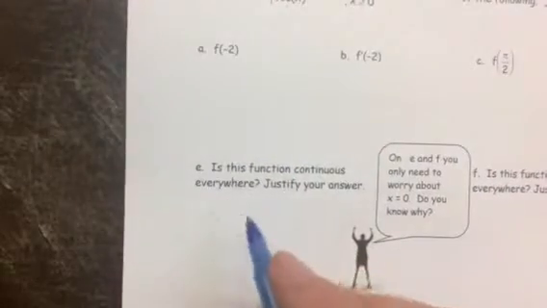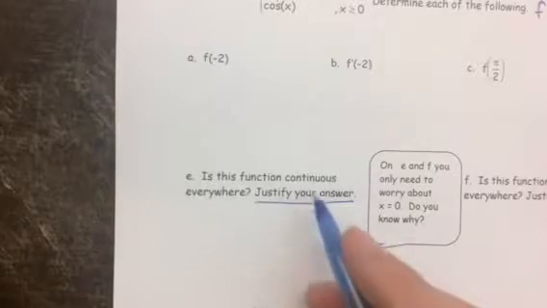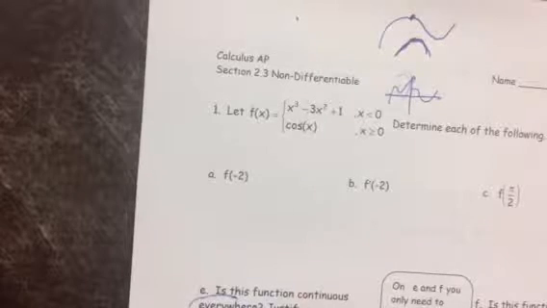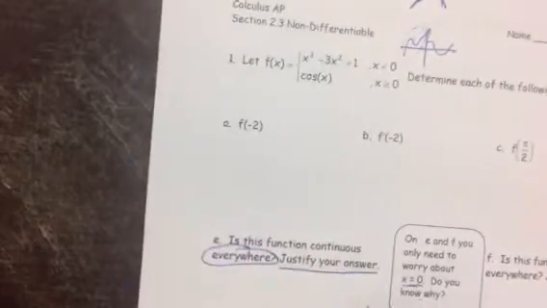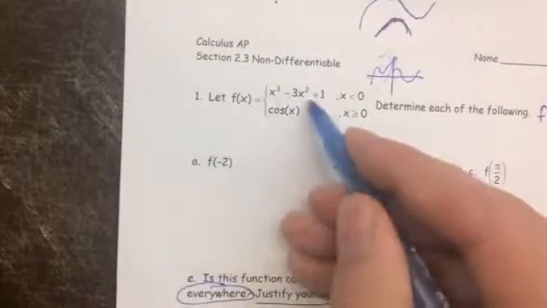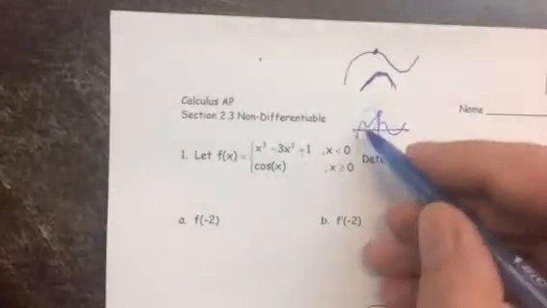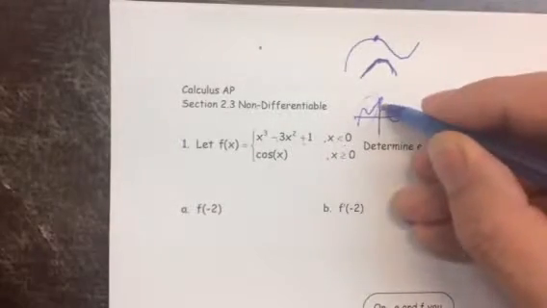Okay, let's do E. Is this function continuous everywhere? Justify your answer. When we've got this justify your answer, we need to prove that it's continuous. And so we want to know if it's continuous everywhere. Well, we don't actually need to worry about any of the points except for x equals 0. And the reason is because cubics are continuous everywhere and cosine is continuous everywhere. We just need to see, do they match up? Do they have the same value coming from the left and the right?